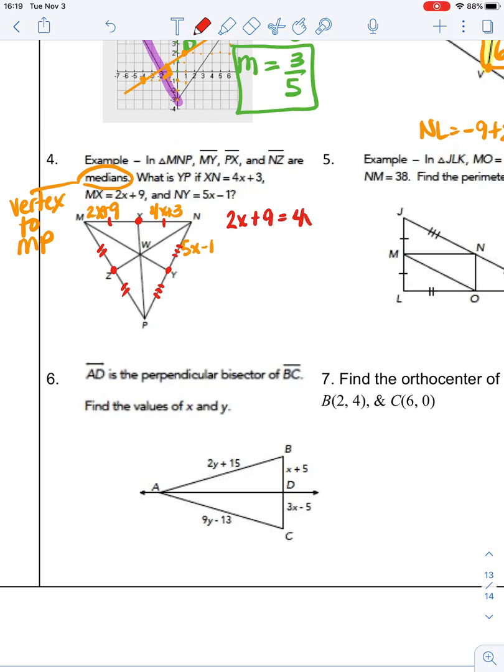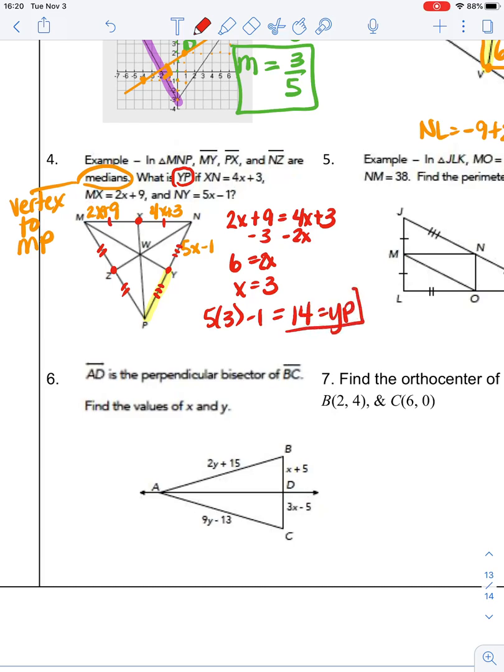So 2x plus 9 is equal to 4x plus 3. From there, you solve the equation. Minus 2x, subtract 3, then you get 2x is equal to 6, or x is equal to 3. The question says, how long is YP? YP is this piece right here. Well, YP is the same length as NY. NY is 5 times 3 minus 1, which is 14. So YP is also 14 because it is the same length.